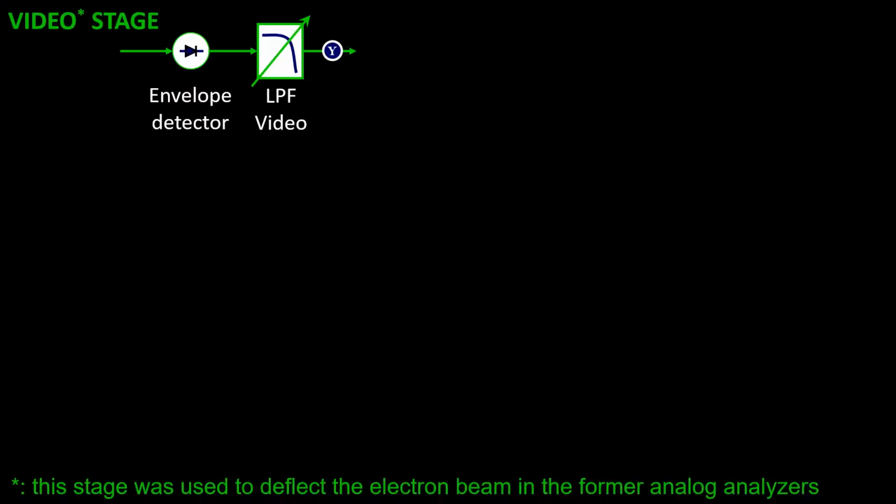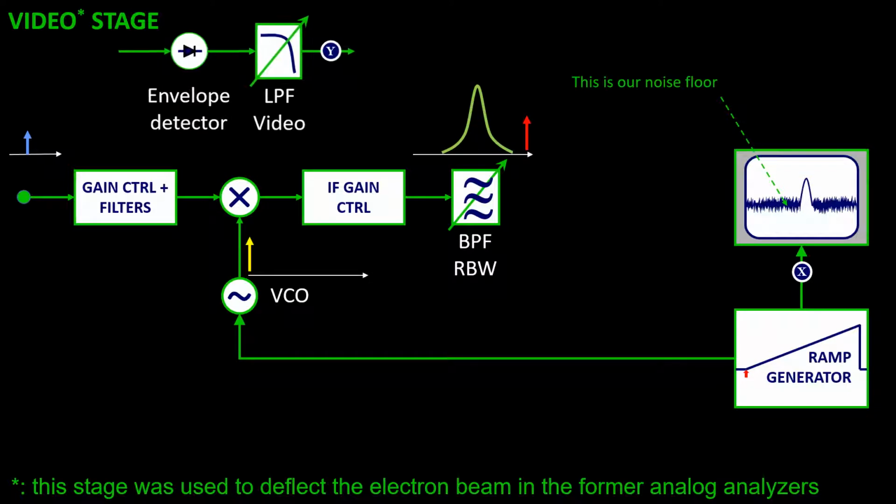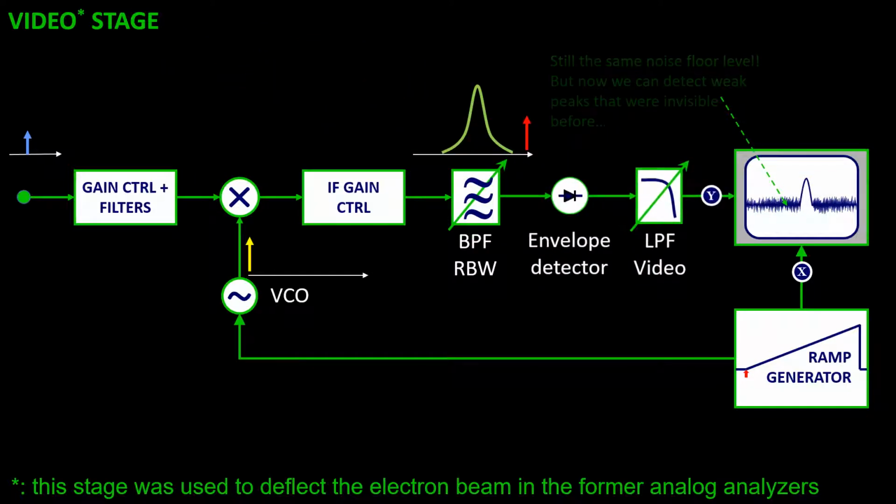The classical spectrum analyzer includes a last stage called video stage that is very helpful to detect weak stationary signals above the instrument noise floor. It is essentially a detector and a low-pass filter. This block allows the user to effectively smooth the trace. Unfortunately, it will not reduce the noise floor as well. Anyway, now our spectrum analyzer is complete.